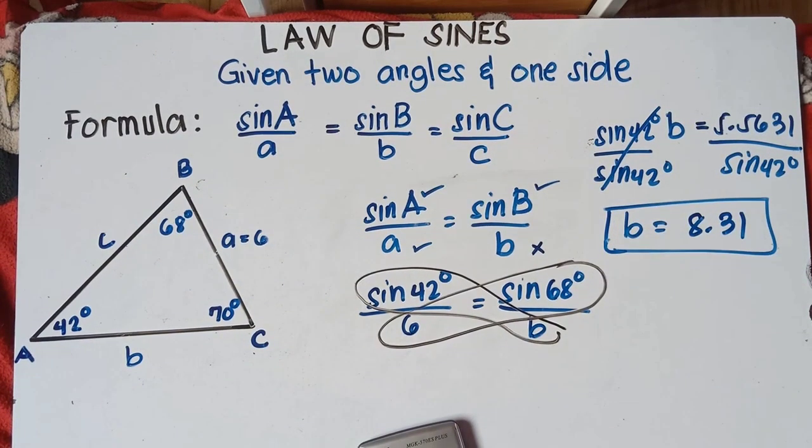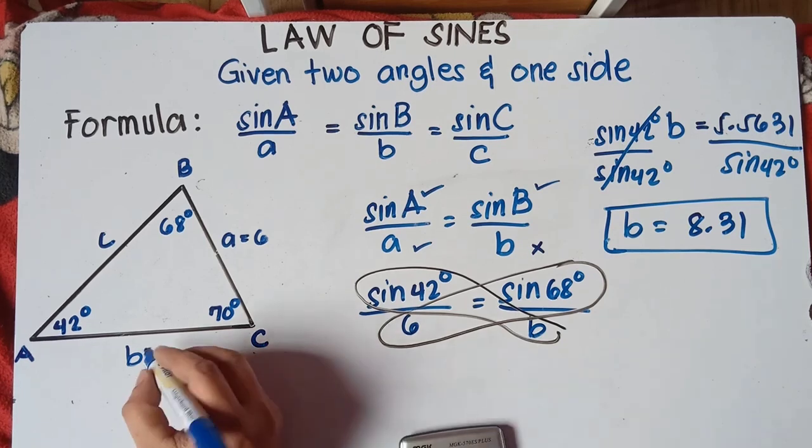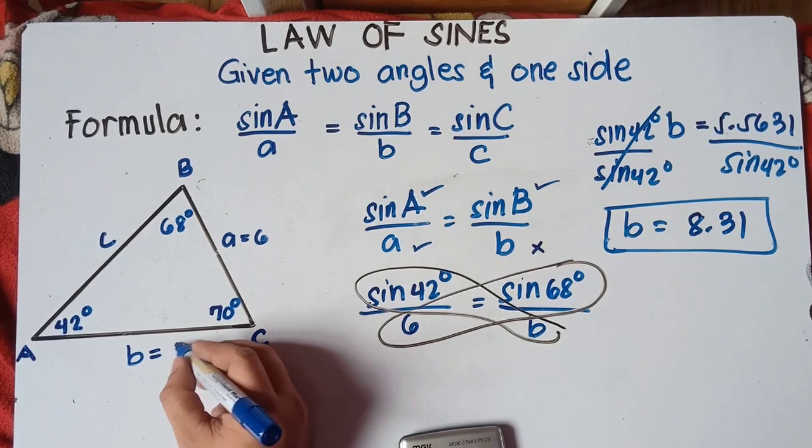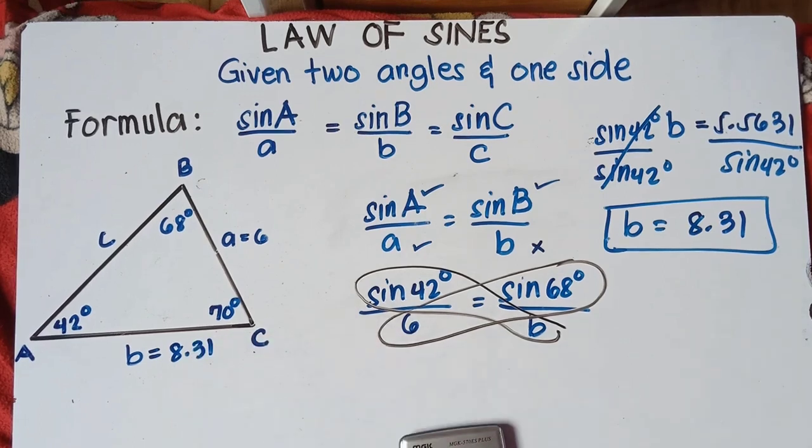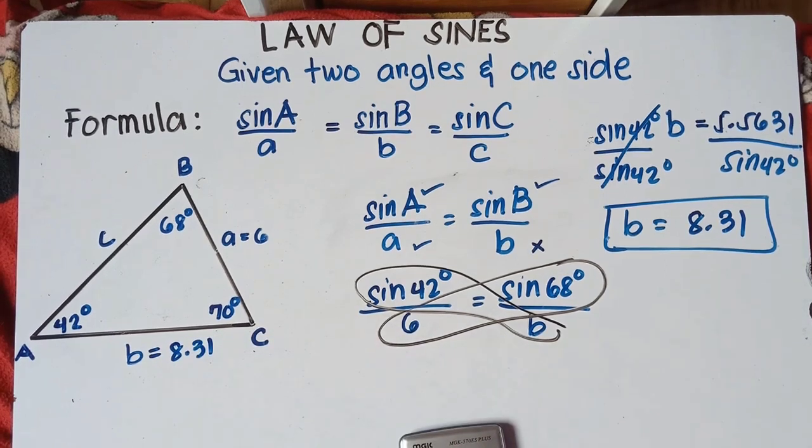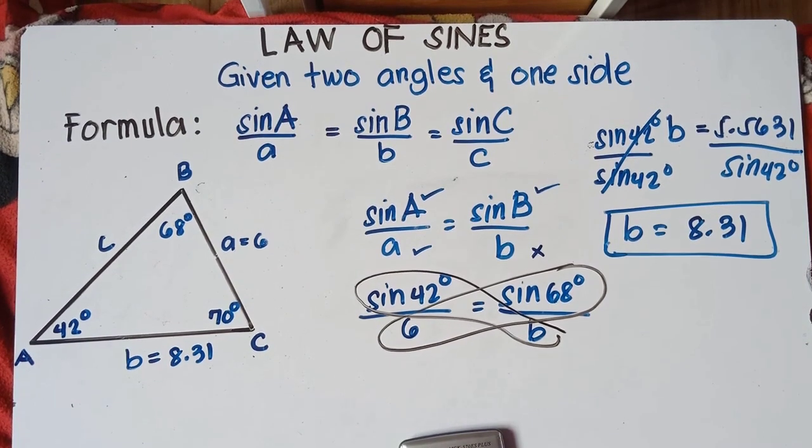Alright, so pause the video, check using your calculator if you got the right answer. If you got the right answer, great, that's good for you. So that would be 8.31. Alright, so next we need to find C. So to find C, we will be erasing this one, class. You pause the video so that you can check.